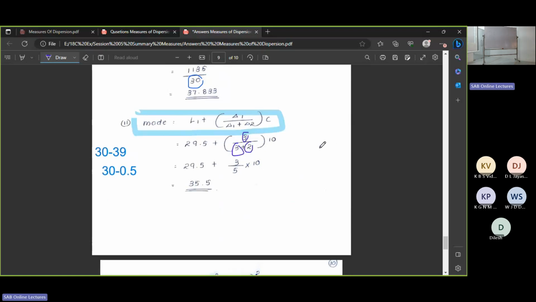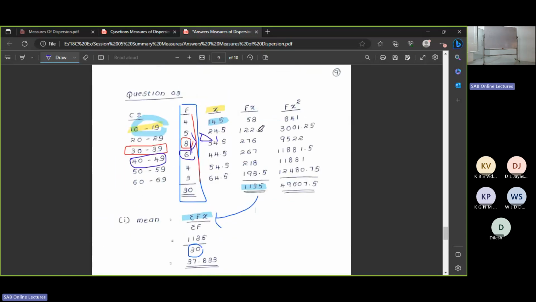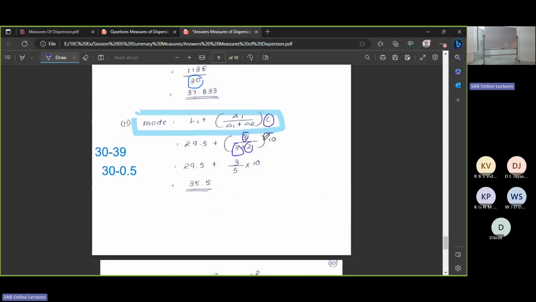It's clear? Then C. C value means the size of the class interval. Then the modal class is 30 to 39. How many observations are there? 10. 10, starting from 30, then C is next. Then we simplify, the mode is 35.5. It's clear?